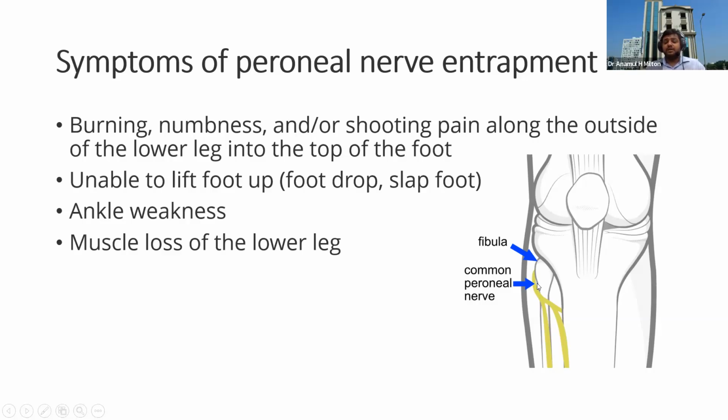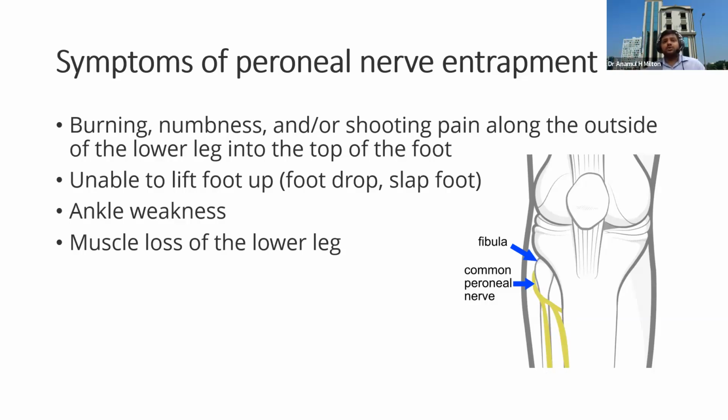So if there is any direct trauma, it can cause injury to the nerve, or many times repeated injury causes nerve pathology, like burning, numbness, and shooting pain. Many times patients describe this pain with tingling, numbness, and some very mild weakness, or this kind of problem. So it may be an entrapment of the peroneal nerve.